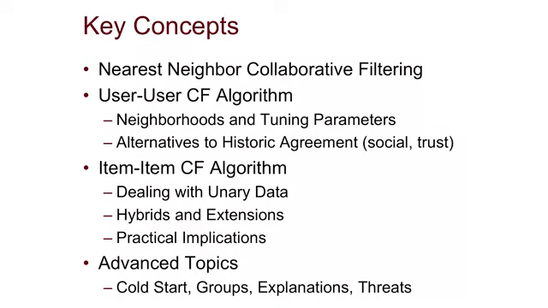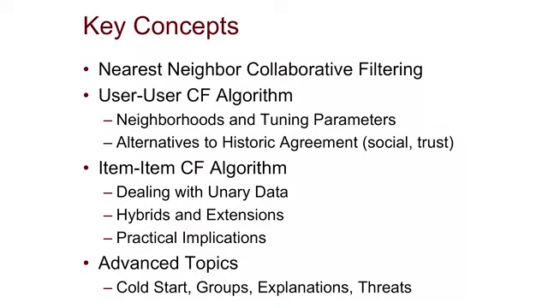We'll then transition into item-item collaborative filtering, where we pivot things around and look at relationships among items defined by the users who have experience with each of the items. We'll deal with issues such as unary data. What happens when we only know about likes but not dislikes? We will look at hybrids and extensions that can bring new information into item-item collaborative filtering.